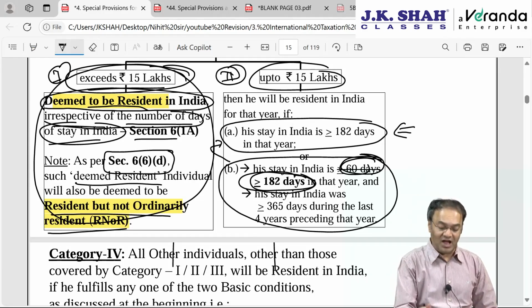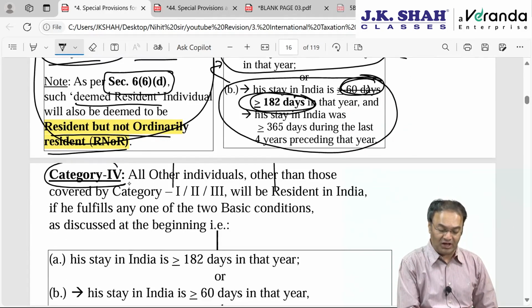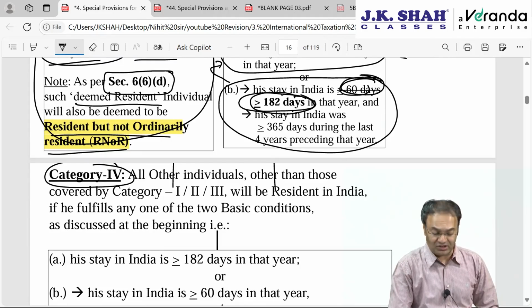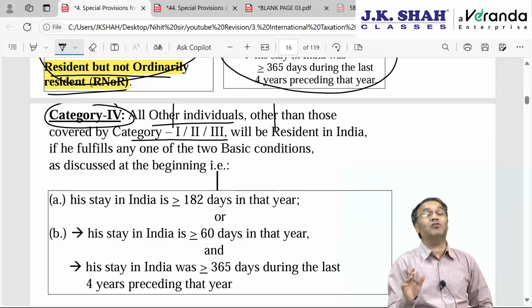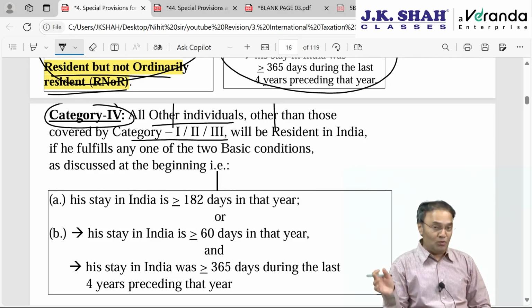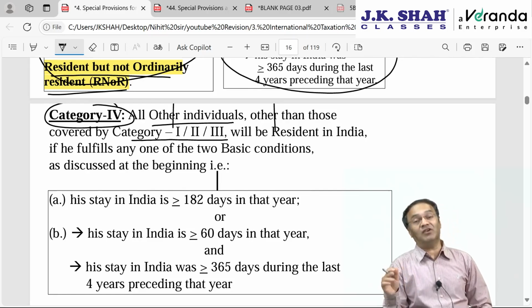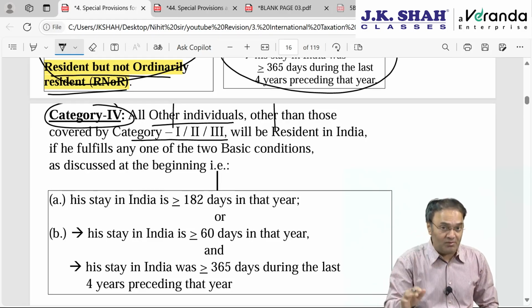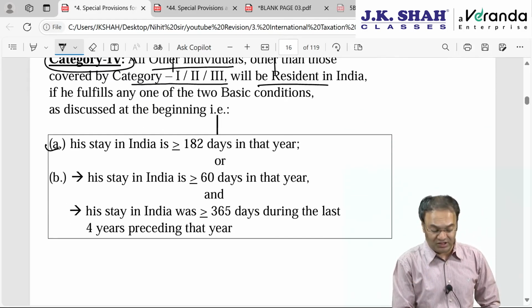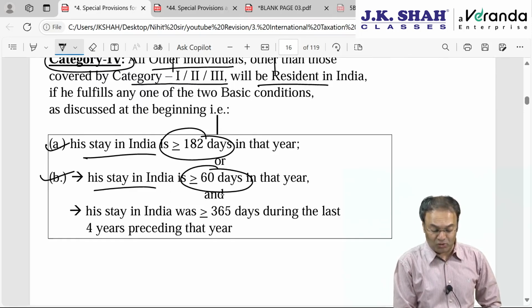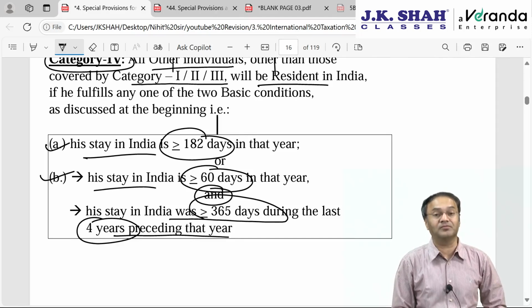Now the last category, which I have categorized as category 4, but there is nothing called category 4. Category 4 is the original basic conditions. All other individuals other than those covered by category 1, 2, 3: those who are covered by category 1, make them fall under category 1. Those who are covered by category 2, make them fall under category 2. Same way with category 3. If the person is not covered by any of the 3 categories, then he will be resident in India if he fulfills the original 2 basic conditions: stay in India is 182 days or more in the current year, or stay in India is 60 days or more in the current year and 365 days or more in the immediately 4 preceding previous years.